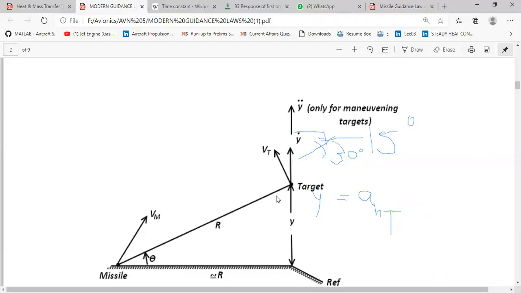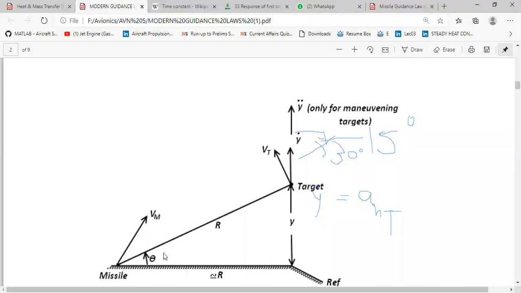Closing velocity is relative velocity between missile and target. Suppose your target is stationary, so VT will be 0. In that case, closing velocity will be your VM. Now suppose your target is moving, so there will be relative velocity between your missile and target, right? So that relative velocity will be your closing velocity.